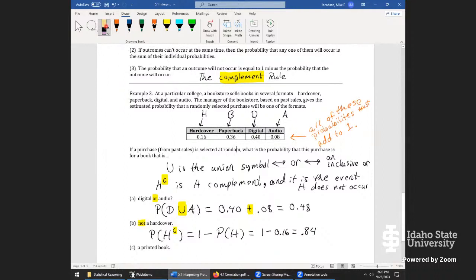Example 3 is really our way to start showing some of these interesting formulas and interesting symbols like the union symbol, complement symbol. And that's the only one I have so far. Part C is just a standard kind of computation. Any questions at all, folks, on getting through A or B?